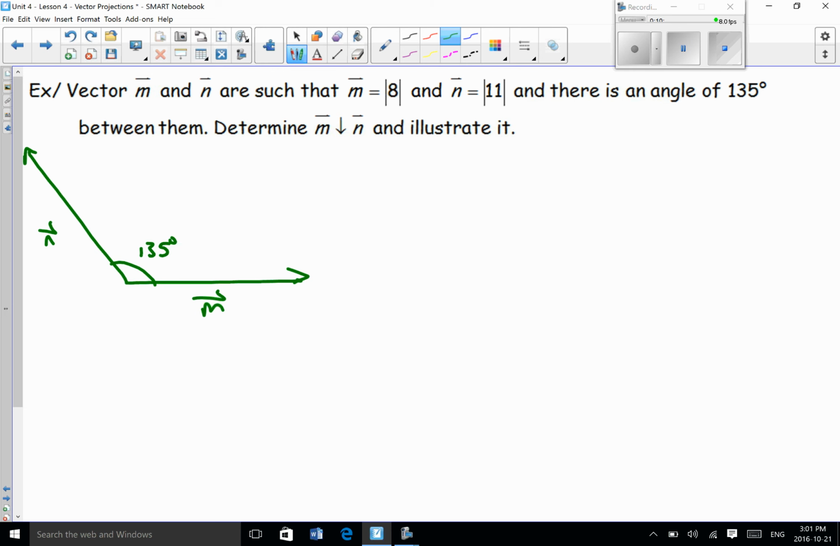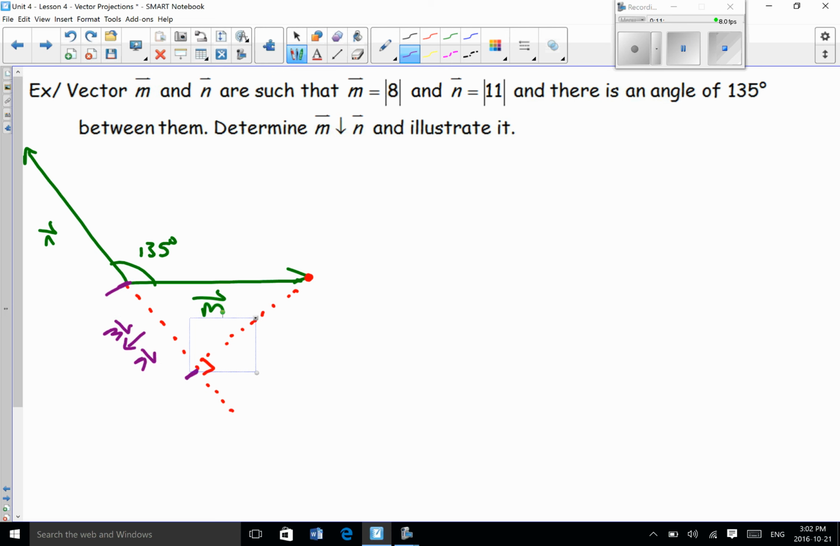I want to drop m onto n. So I need to start at the point of m and drop it onto n at a 90. Well, this is one of those situations where we need to extend our line so we can hit it at 90, because right now it's not possible. If we extend the line and drop it down, we can end up with a 90 right here. So m onto n, from here to here, m onto n.